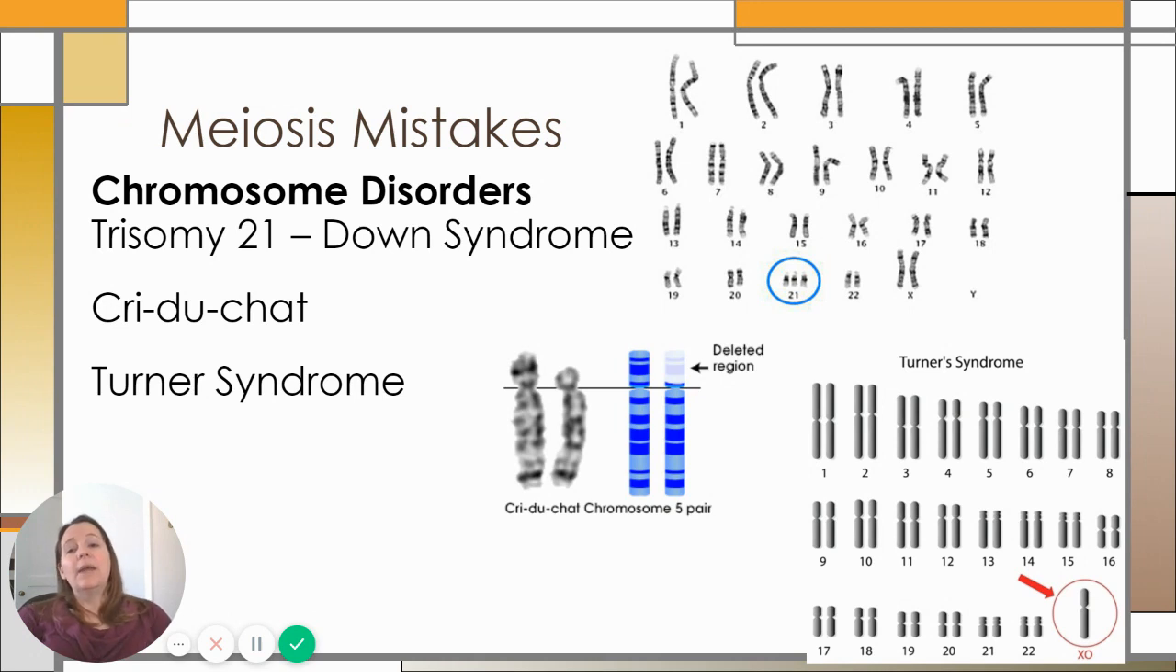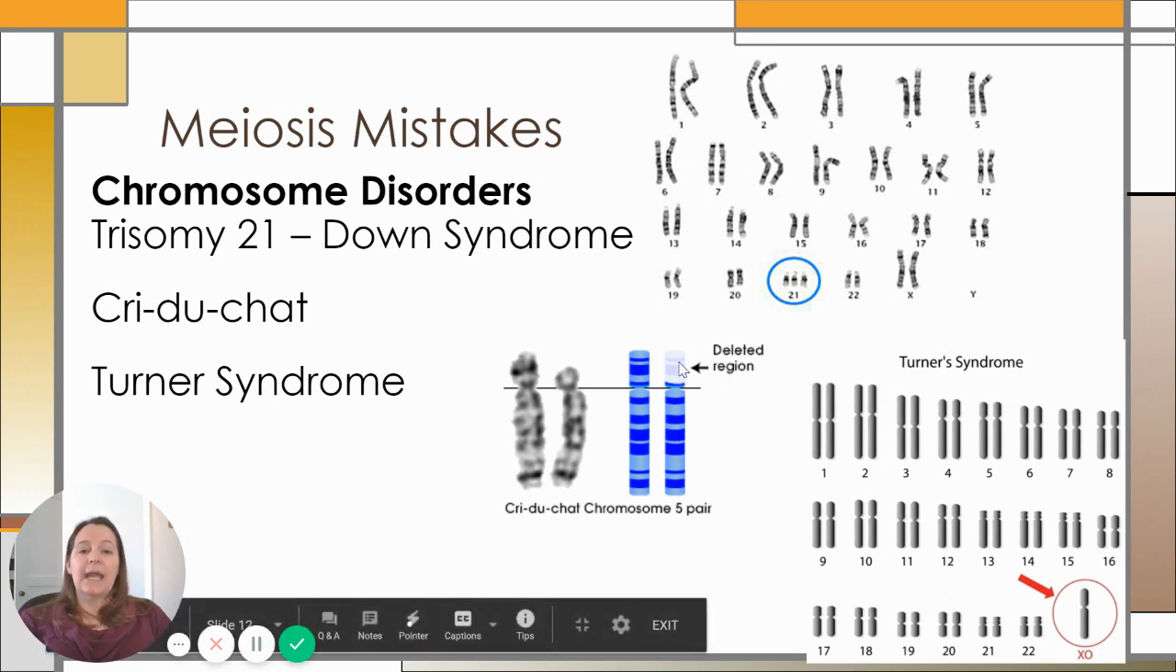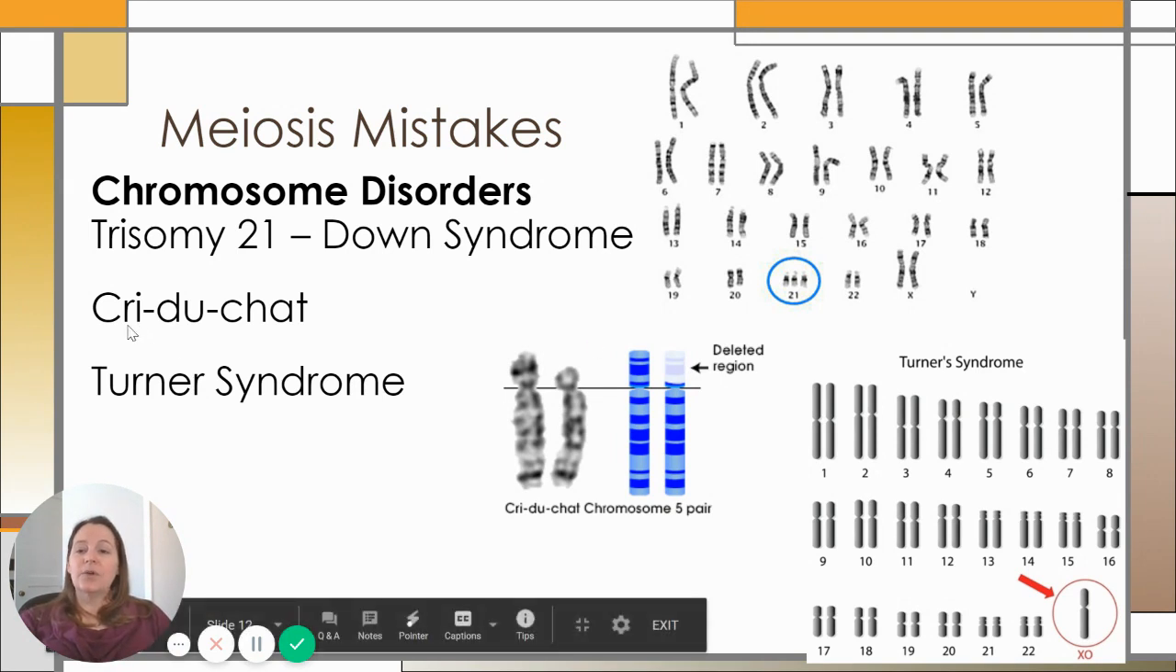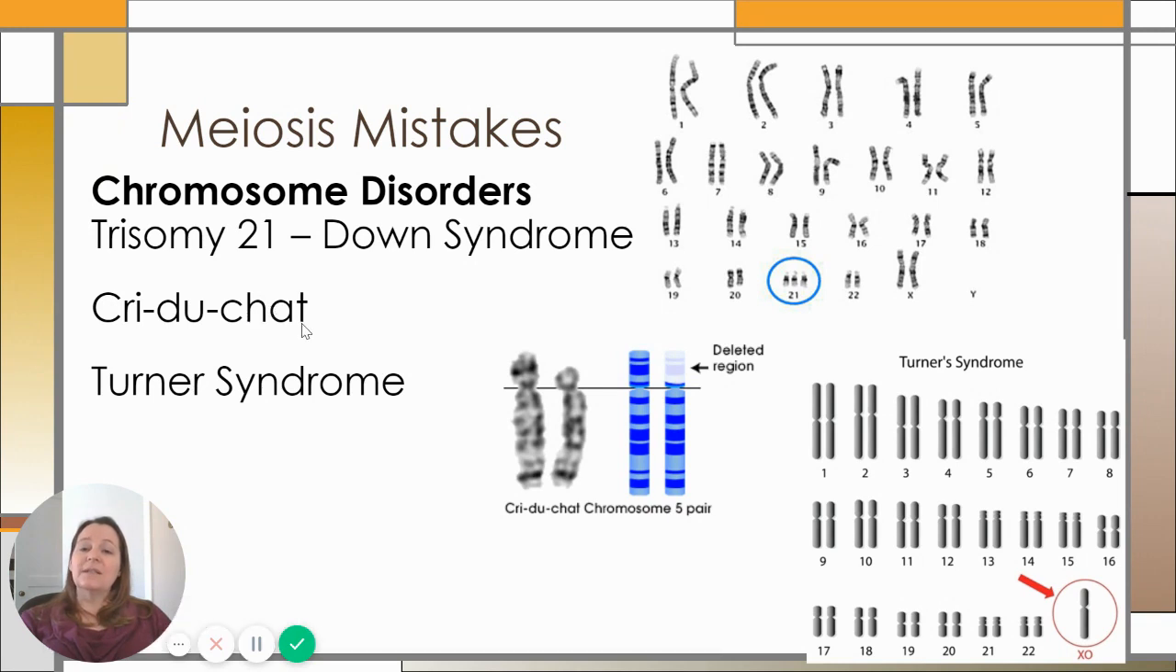Another type of mistake that can happen is if part of the chromosome breaks off. So if you think about anaphase where they're pulling the chromosomes apart, sometimes you can actually break off a piece of the chromosome and it gets lost. And if that occurs, you can get different disorders as well. In this example, the cri du chat, you can look it up. It actually results in a very distinctive cry. In French, this is called the cry of the cat.